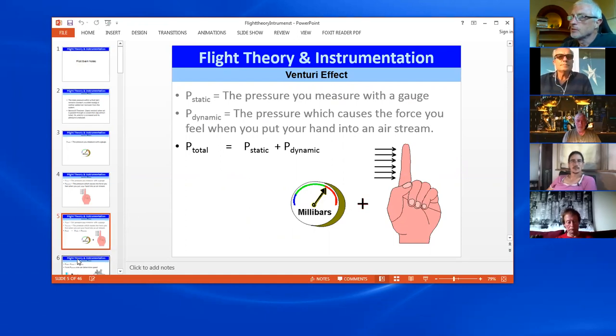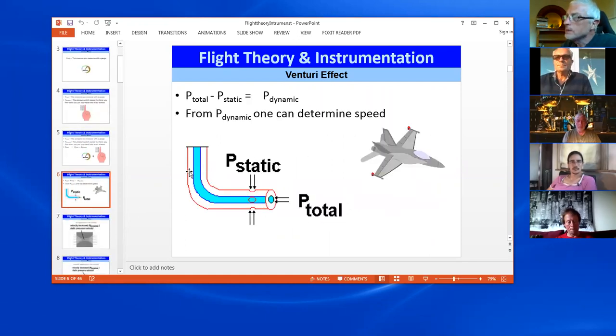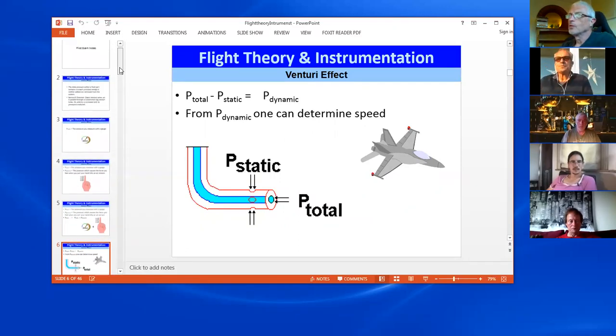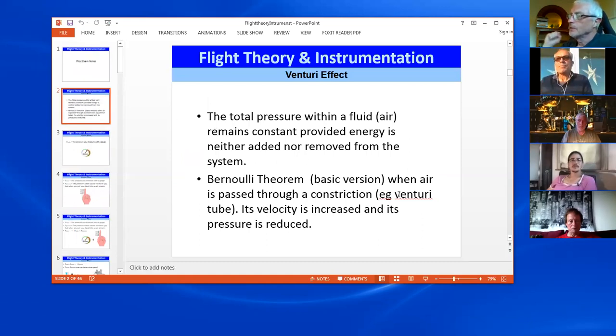So when we get onto good old Bernoulli, and you're constricting the flow, the total pressure is the same. So by increasing one, you decrease the other. By putting it through a constriction, you're changing the dynamic pressure and the speed. But you don't have to get that technical. All you basically need to know is that when you go through a constriction, speed increases and pressure is reduced.